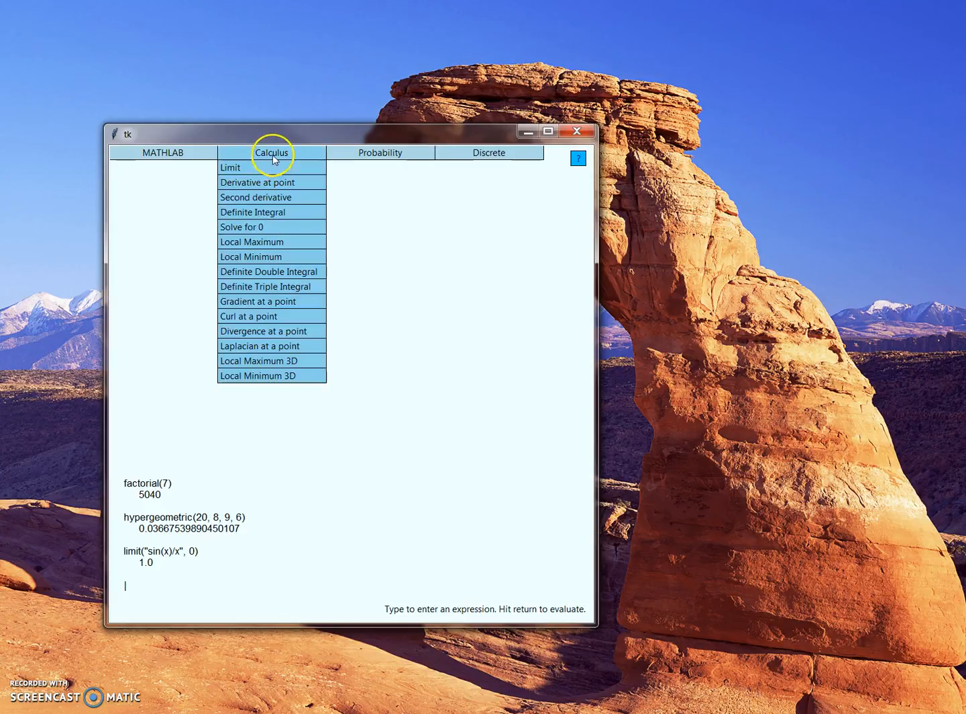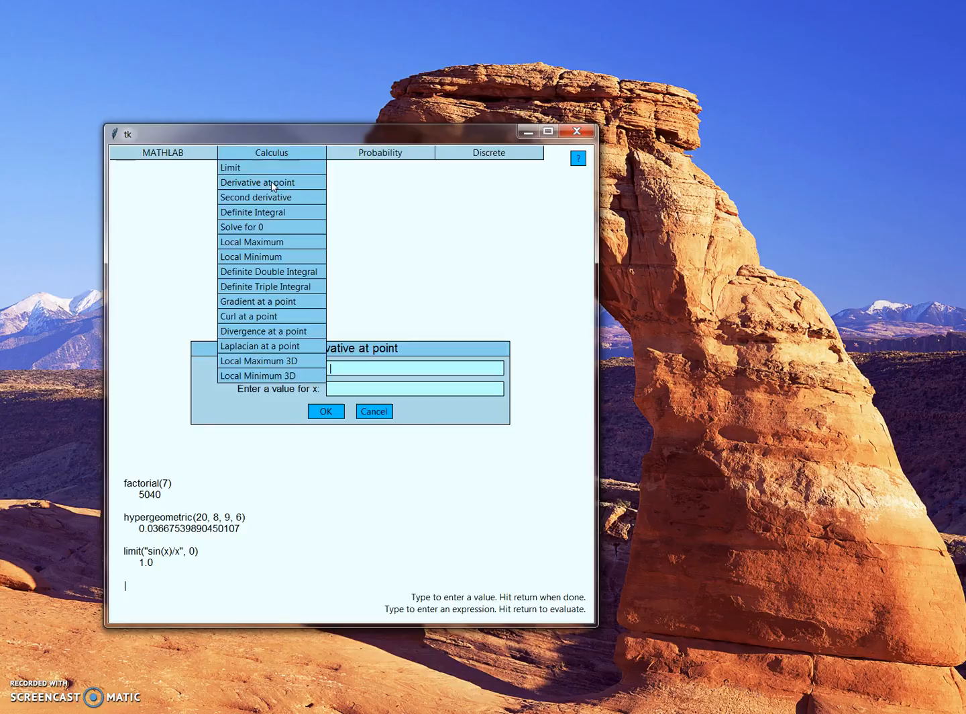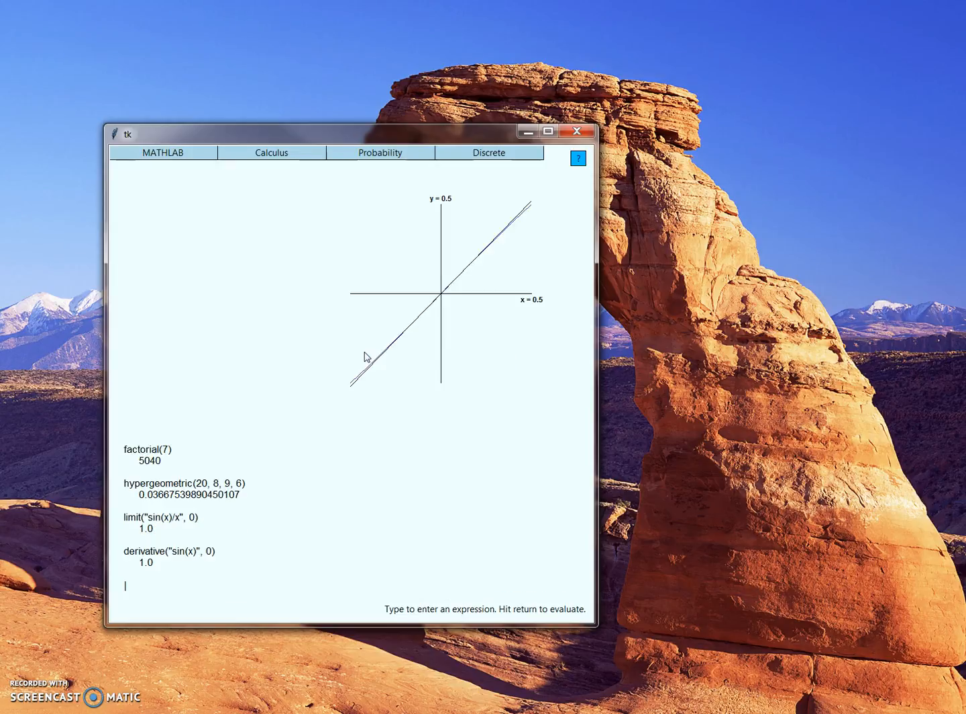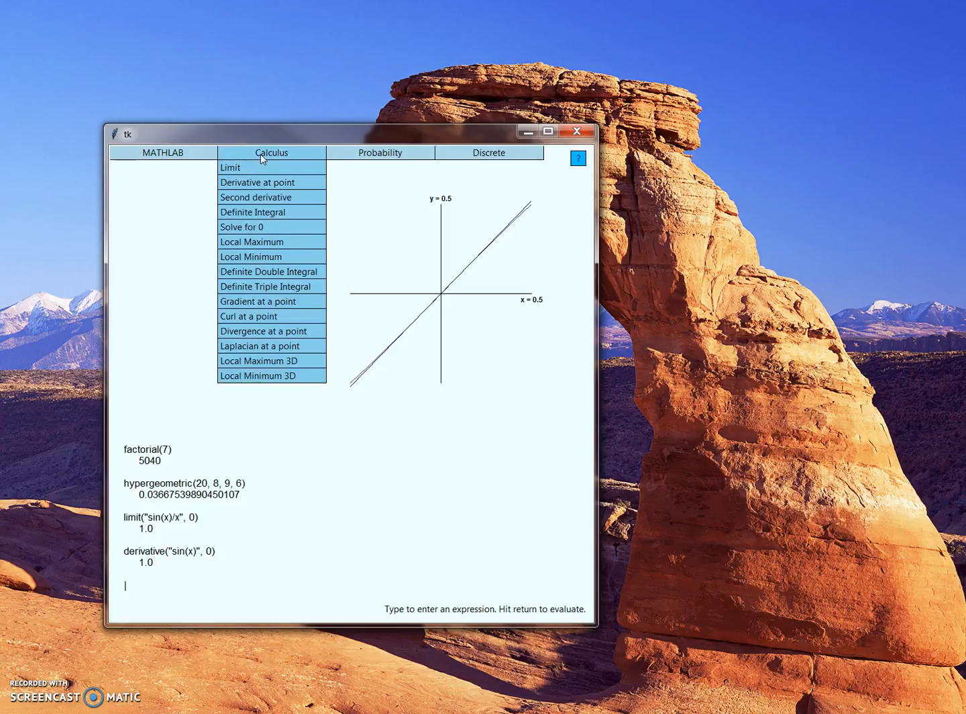Now we can examine some of the other functions in here as well. For example, if we look at the derivative function, the derivative function actually uses the limit definition of the derivative to approximate the derivative at a point here. If we take a function of x, for example, let's just say sine of x, and we approximate the derivative at 0, we'll find that the derivative is 1, as we would expect, as cosine of 0 is 1. So let's look at some of the other functions here.